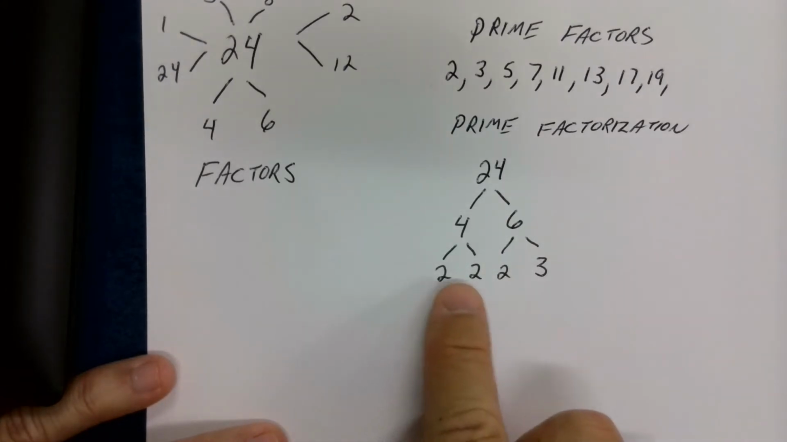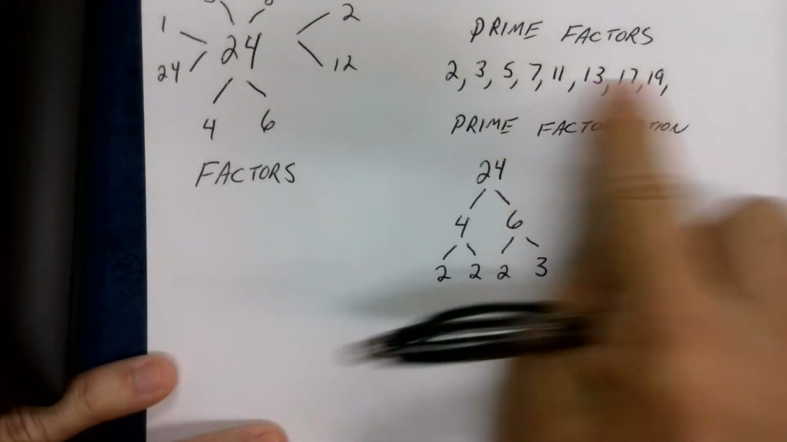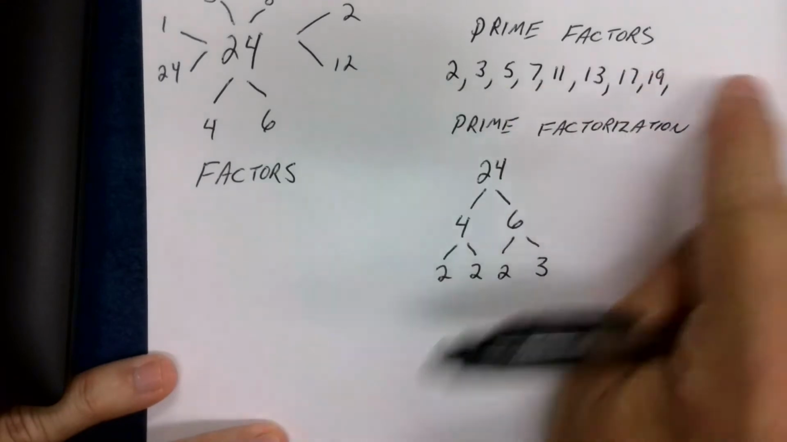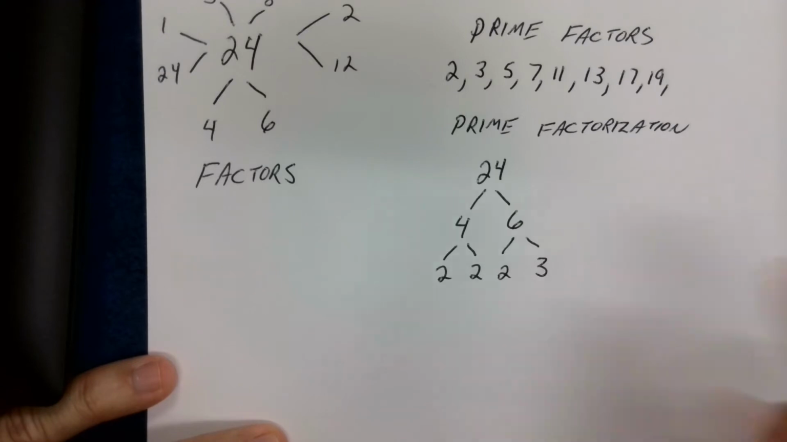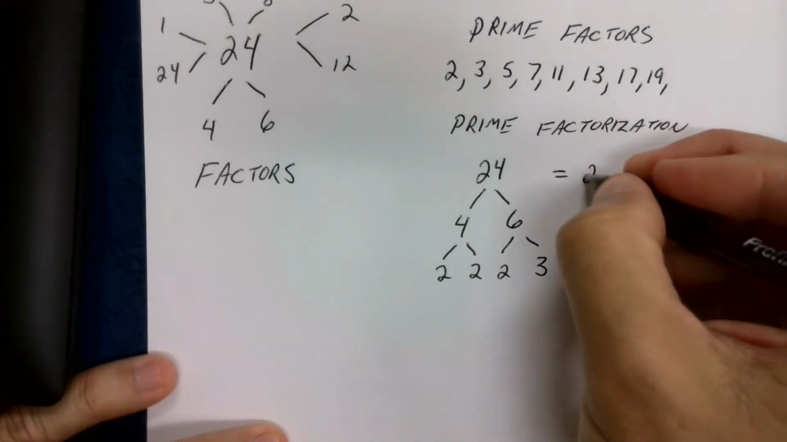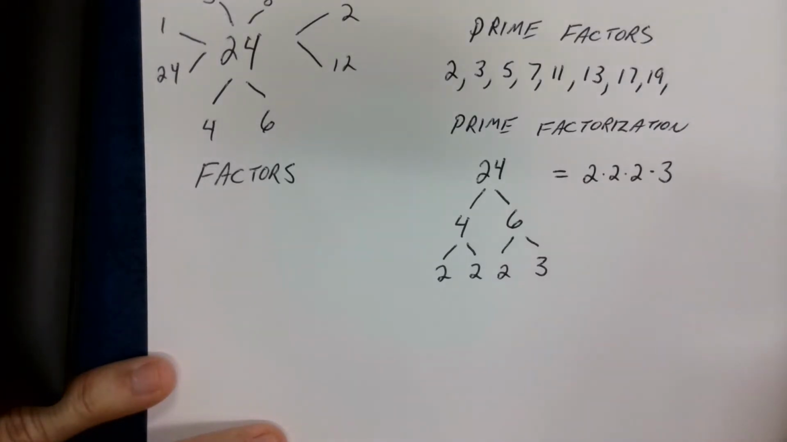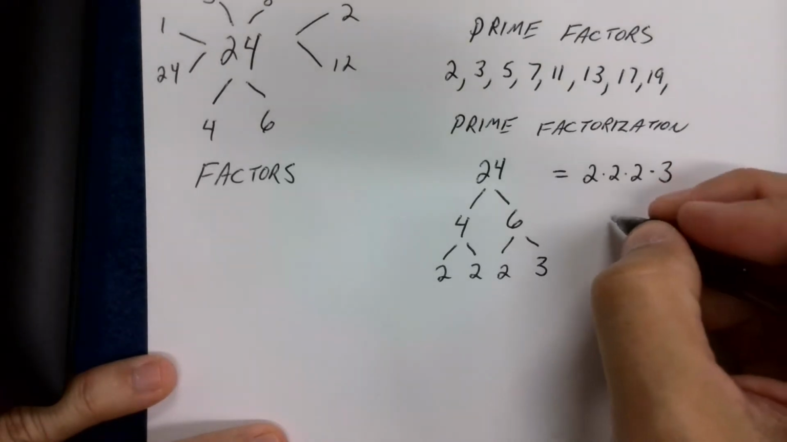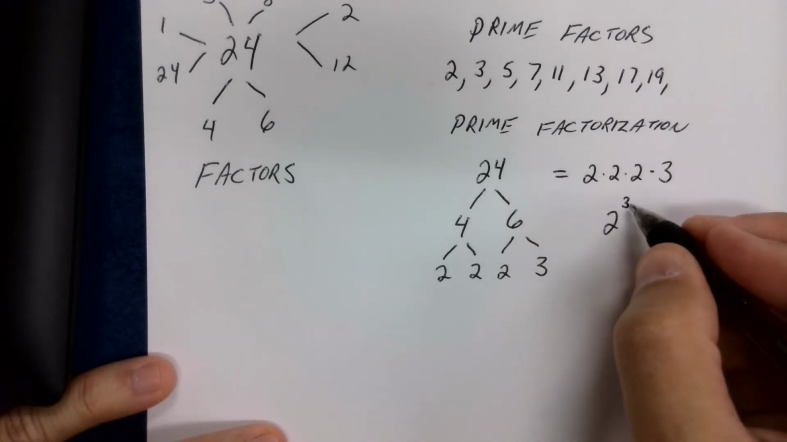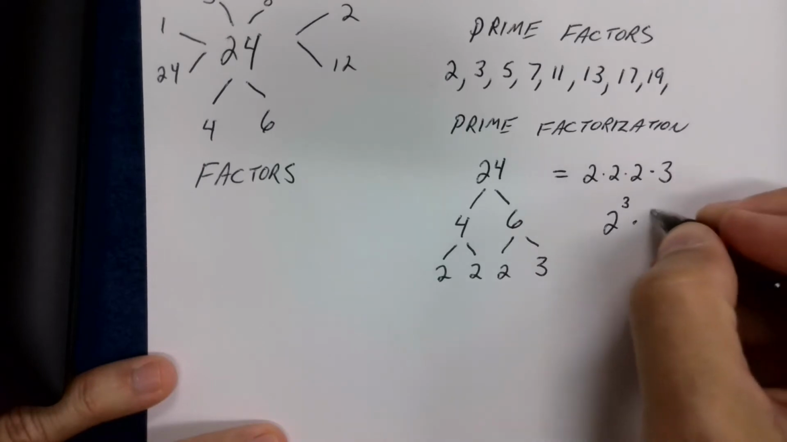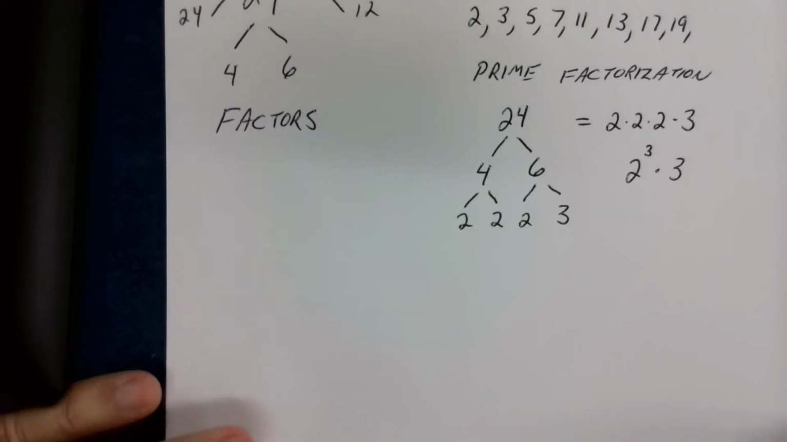And now you can see that all of these bottom roots are all prime numbers. So once we've had it so it's just a listing of the prime numbers, then we call that a prime factorization. So 24 is equal to 2 times 2 times 2 times 3. Those are all of its prime factor breakdowns. Another way we could write that is 2 to the 3rd power, because 2 times 2 times 2 is 2 to the 3rd. That's what an exponent is for. And times 3.